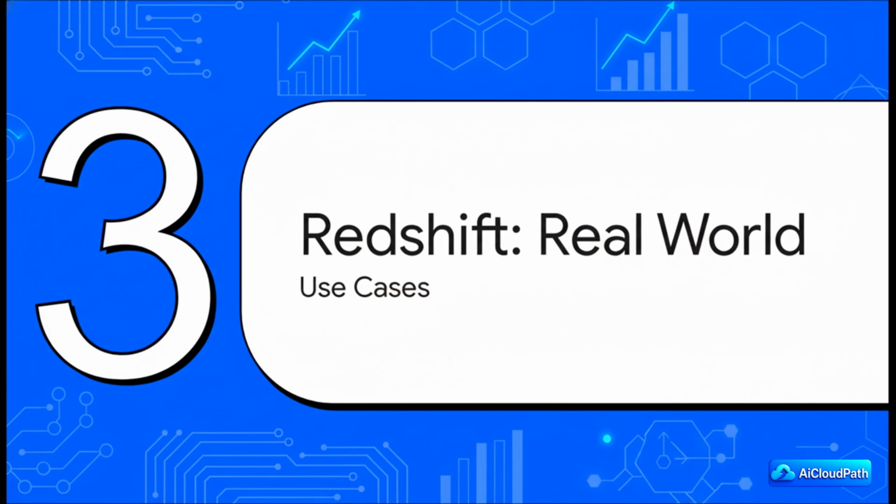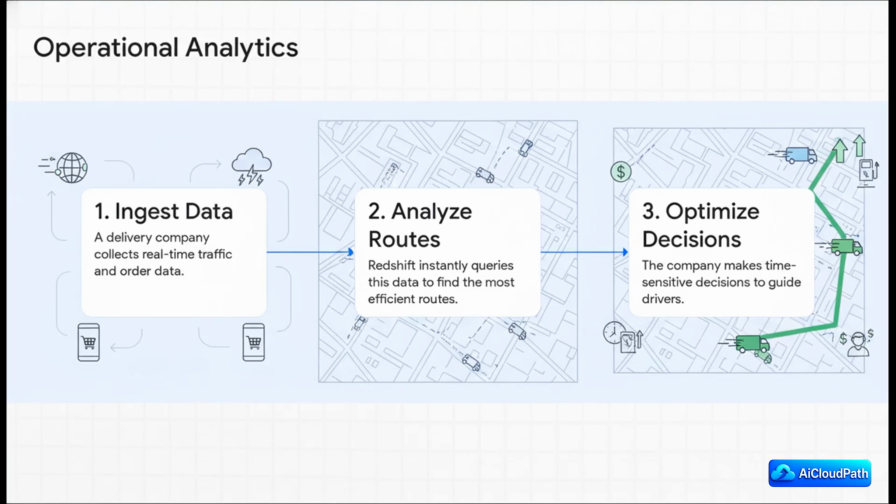So that's all the techie stuff, but why does any of it matter? Let's take a look at how Redshift actually solves real problems for real businesses. This is where it gets really cool. Picture a delivery company. They are constantly pulling in real-time data, traffic updates, weather alerts, new orders just popping up. All of this is flooding into their Redshift warehouse. So now, their logistics team can run these super complex queries in seconds, analyzing all of those variables to find the absolute best route for a driver right now. That's operational analytics in action, making smarter, faster decisions that have a direct impact on the business.